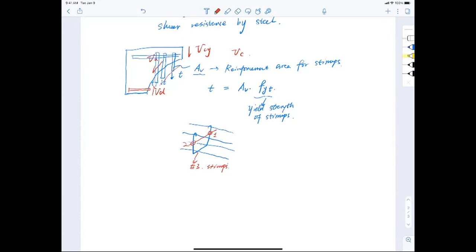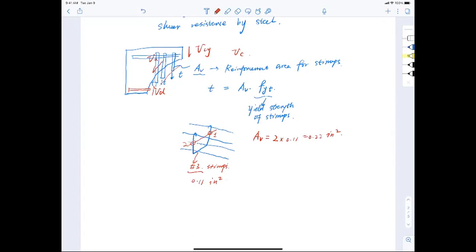Hard to know, right? Now each leg, number 3 bar, if you look at Table A4 in your textbook, each number 3 bar has a cross-section area of 0.11 inch squared. So Av equals what? Av equals 2 legs, so 0.22 inch squared.